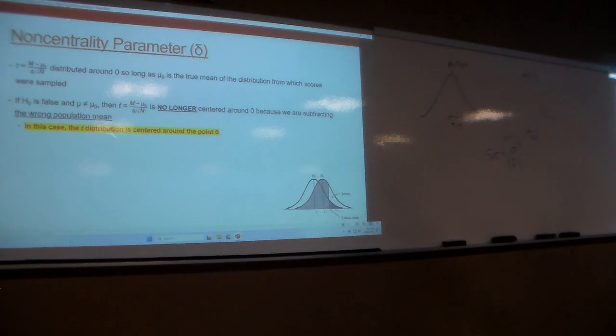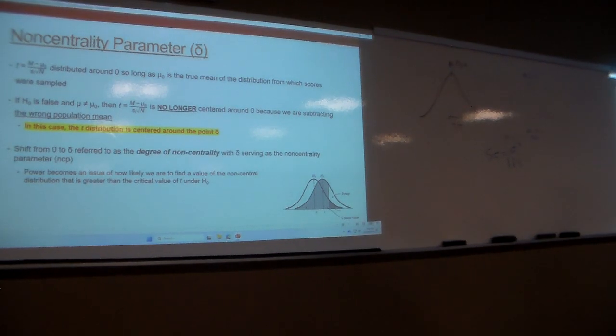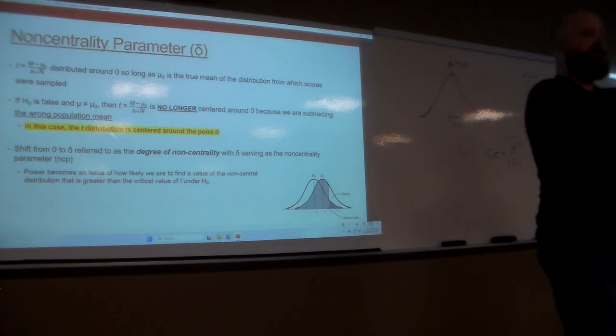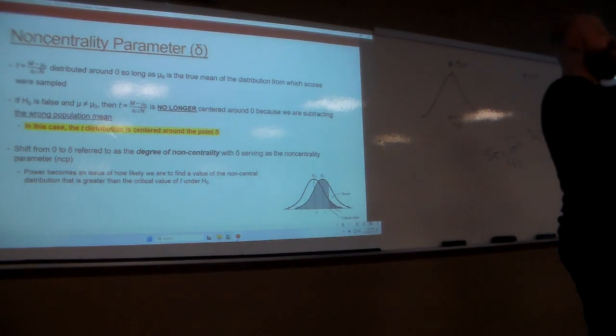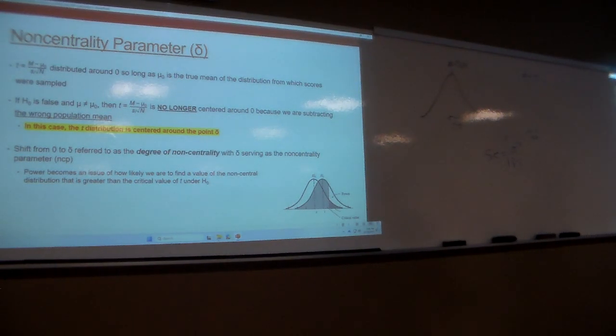And so here what we would say is my non-central t-distribution is now centered around this point sigma, okay? And so this shift from 0, where the null hypothesis is true, off to a different value on my t-distribution, we identify as the degree of non-centrality, where sigma here is my non-centrality parameter, okay? You'll see this as sigma, you'll see NCP, things along these lines, okay?